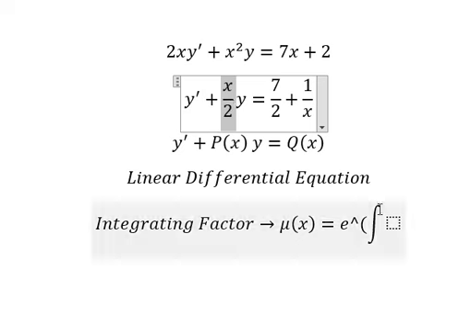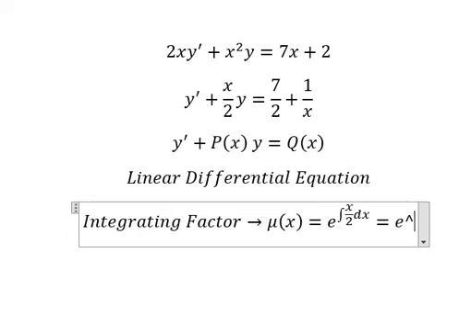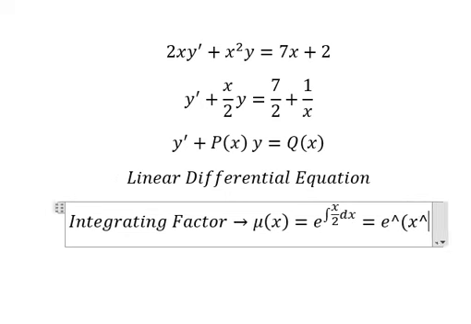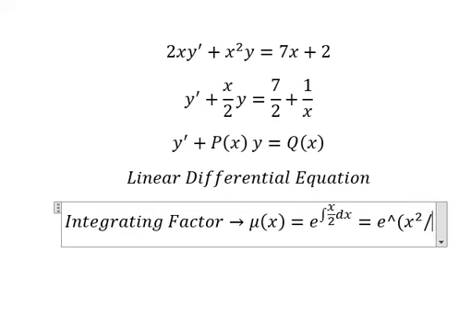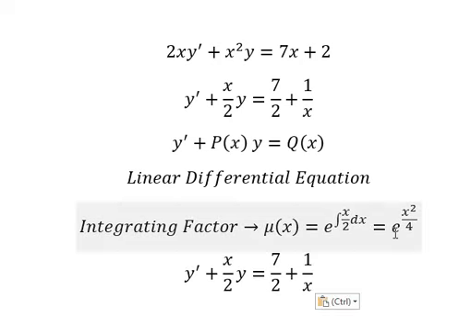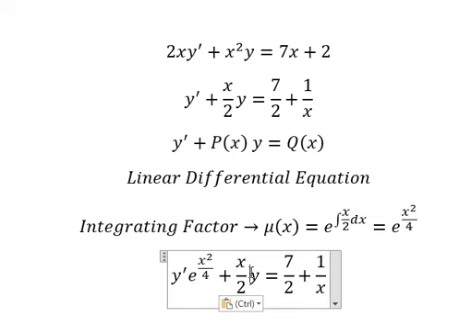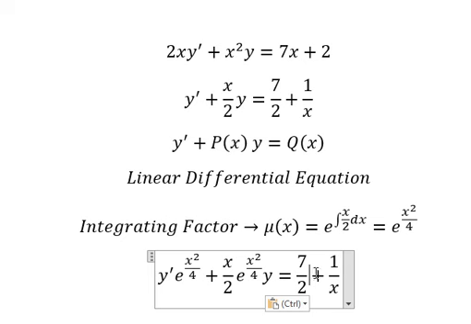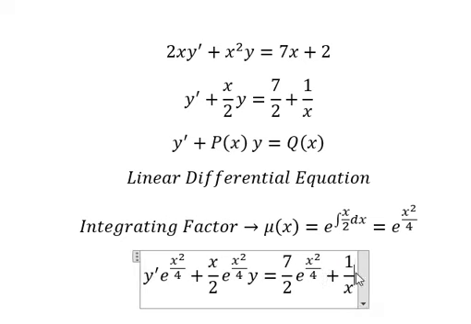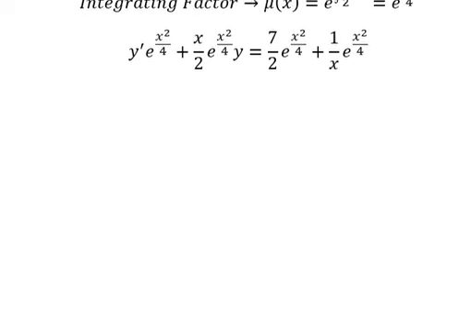And I will put this one in here. So this one is s squared over 4. That means we need to multiply both sides by this one. Next, we put the integration on both sides.